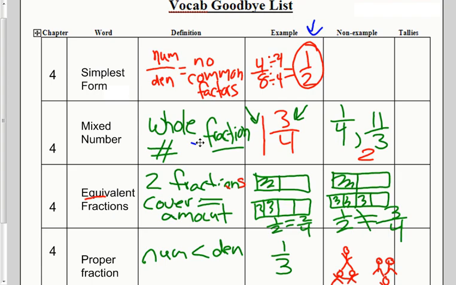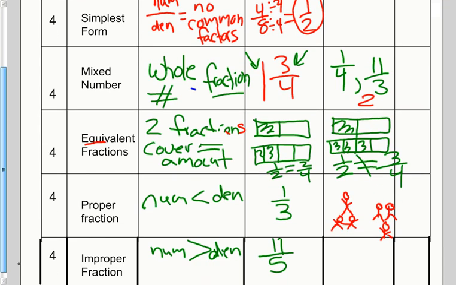A mixed number is a fraction that has a whole number and a fraction. So it has two pieces to it. 1/4, 11/3 would not be mixed numbers. The equivalent fractions are two fractions that are equal or cover the same amount. For example, you can see that 1/2 is the same as 2/4, which we covered earlier.